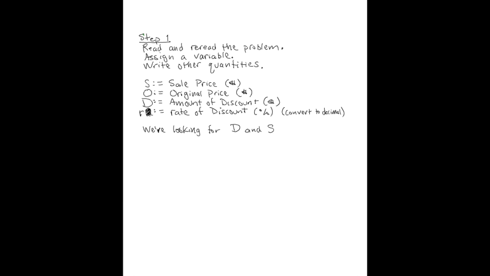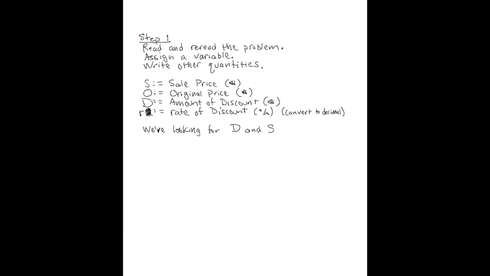Step 1 always says, read and reread the problem, assign a variable, and write other quantities. Well, let's remind ourselves. We've already read the problem. Let's reread it. We've got a pair of shoes, originally marked $90, so that's the original price, which is our variable O. It's discounted 40%. Notice the percent there. So that is little r, our rate of discount. And then it says, what are the amount of discount and sale price?